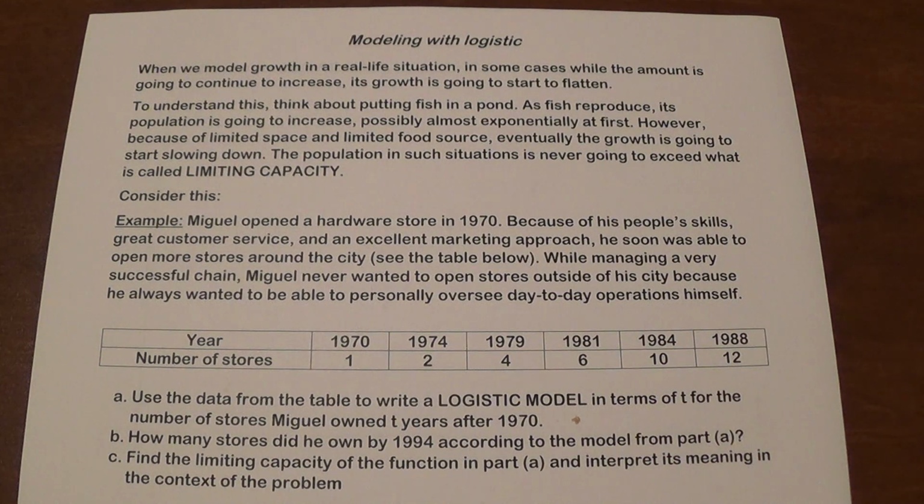If you put fish in a pond, they're going to start to reproduce. And the population is going to start increasing as you get more fish, and more reproduction is going on. However, the pond is going to have limited space and a limited supply of food, and the growth eventually is going to start slowing down, and it's going to start reaching a value that we call a limiting capacity, which means you cannot have more fish than that particular number.